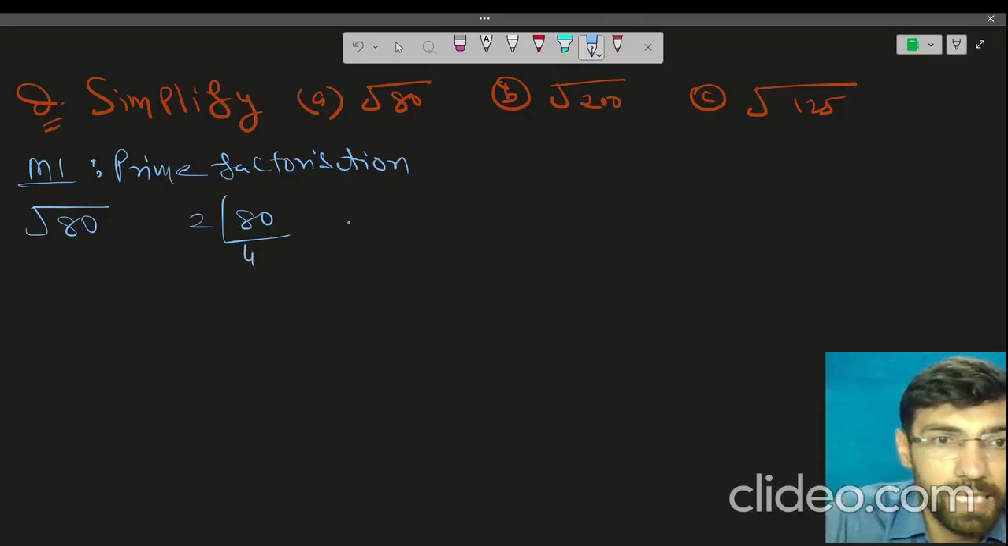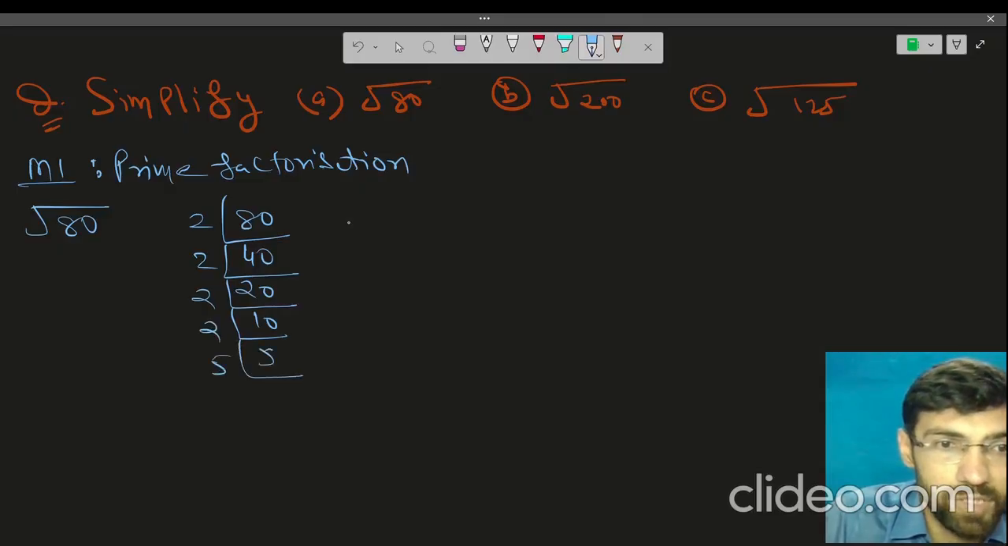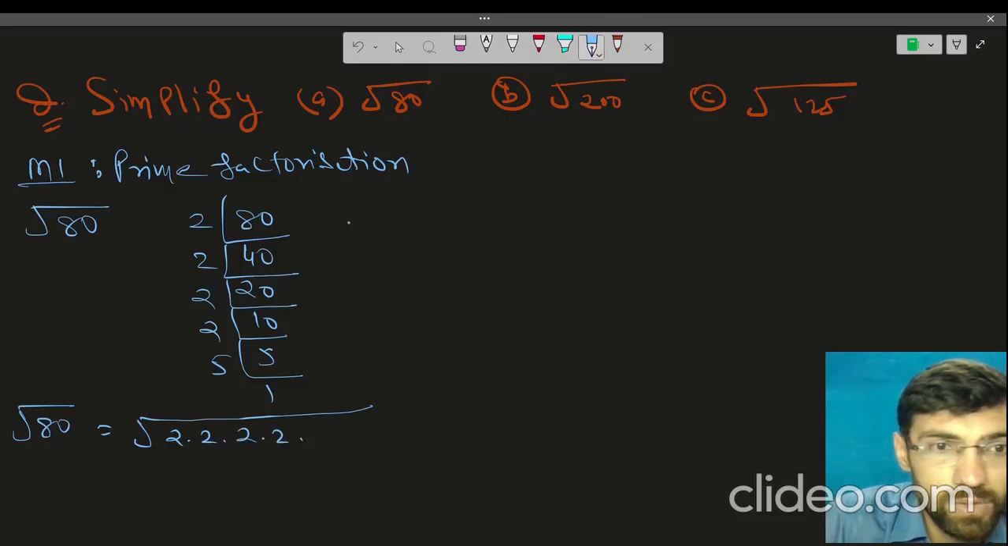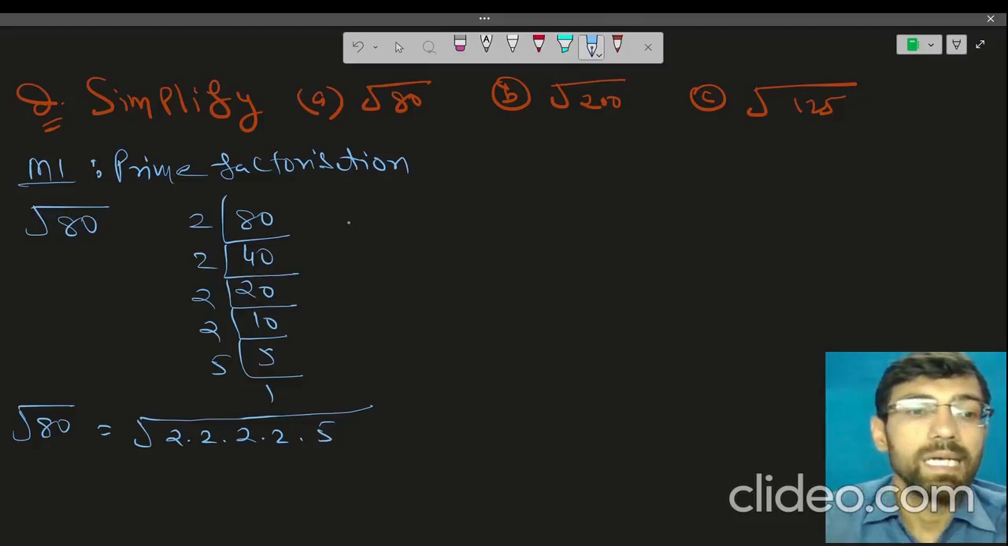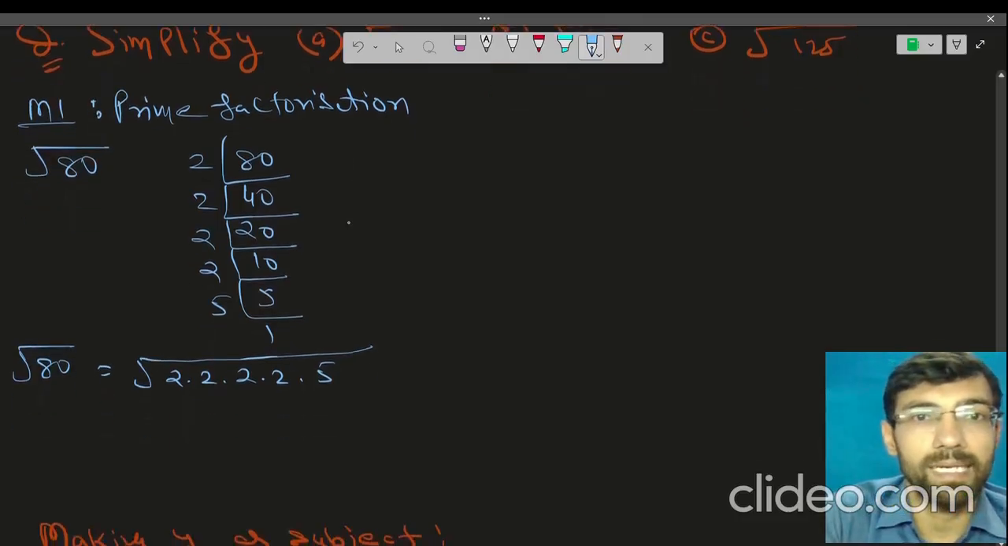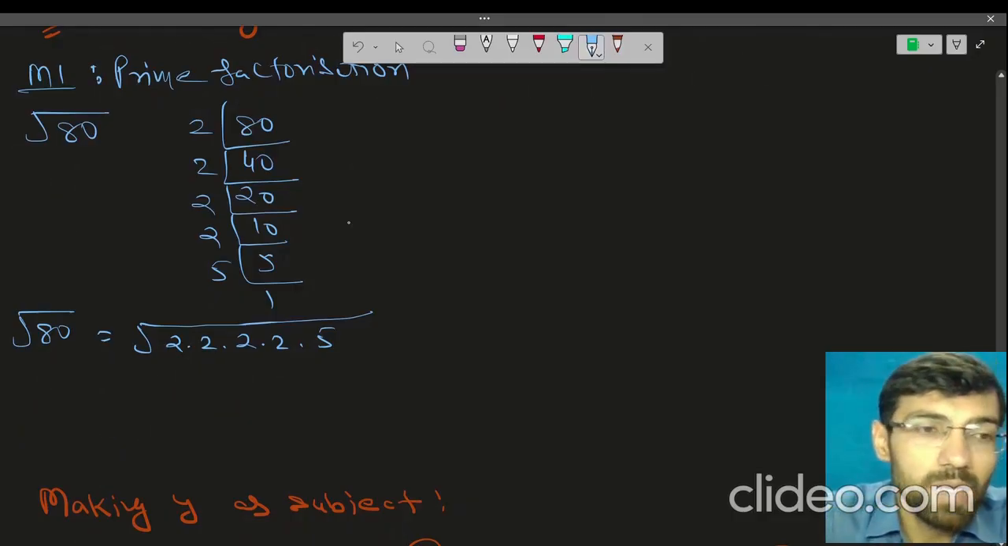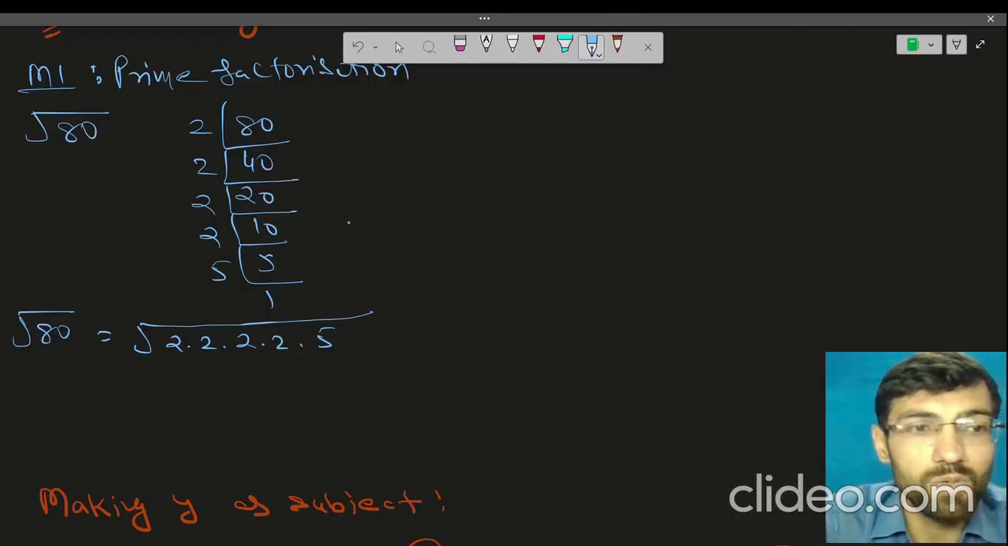So 2 into 40, 2 again, 2 20s, and then again 2 10s, and then 2 5s, and then 5 1s. My question was root 80, and this can be written as square root of 2 into 2 into 2 into 2 into 5. We can write 80 as this. So we factorized it, and factorization means writing in product.